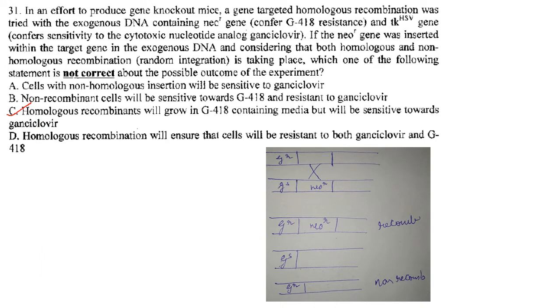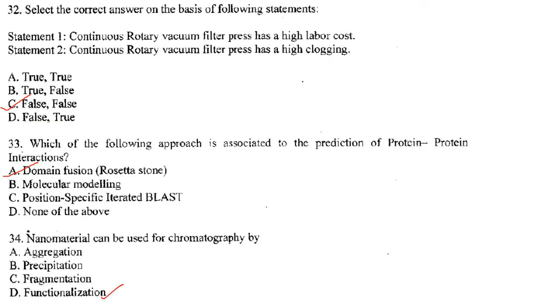Then coming to option D, homologous recombination will ensure that cells will be resistant to both ganciclovir and G418. That is also correct. Through homologous recombination, we will get cells that will be resistant to both ganciclovir and G418. So that is correct. Then next one.